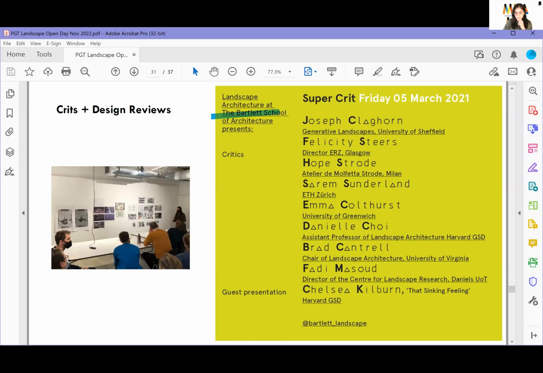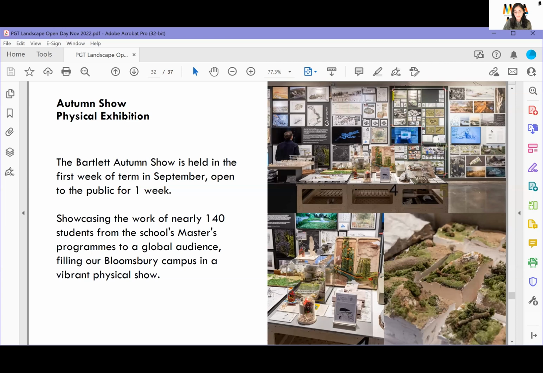And then we have finally managed to resume our physical exhibition, the autumn show. You can see some pictures here from the autumn show that just passed. This is on for a week and it's open to the public at the start of term, showcasing all of the landscape architecture current and graduating students' work. It's a really great opportunity for you to broadcast what you've been working on.